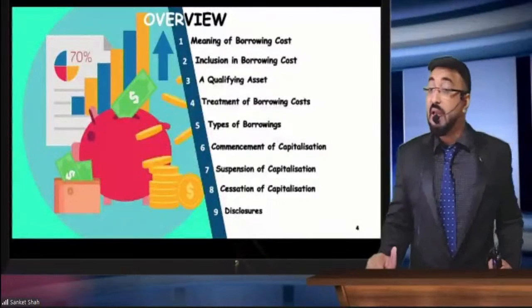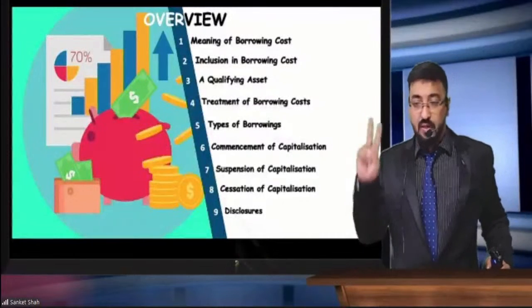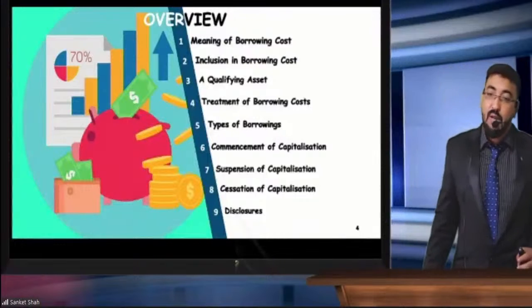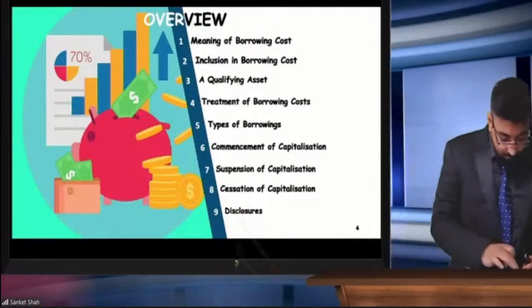So what is included in borrowing cost? So write down concept number 2. Concept number 1 you already mentioned.